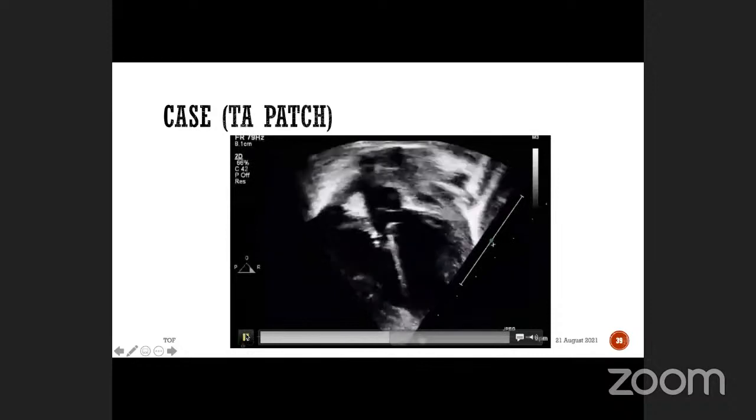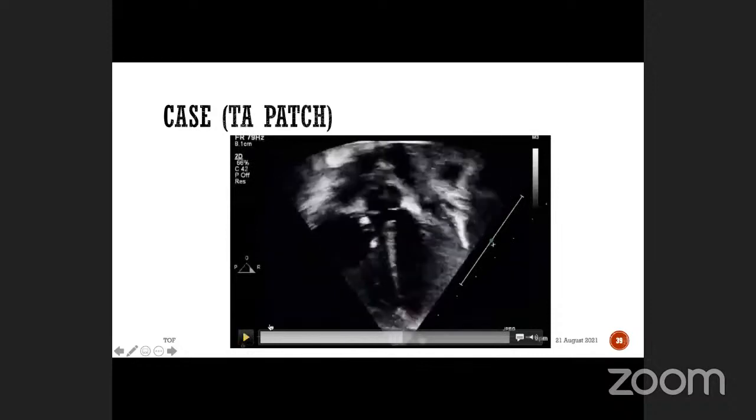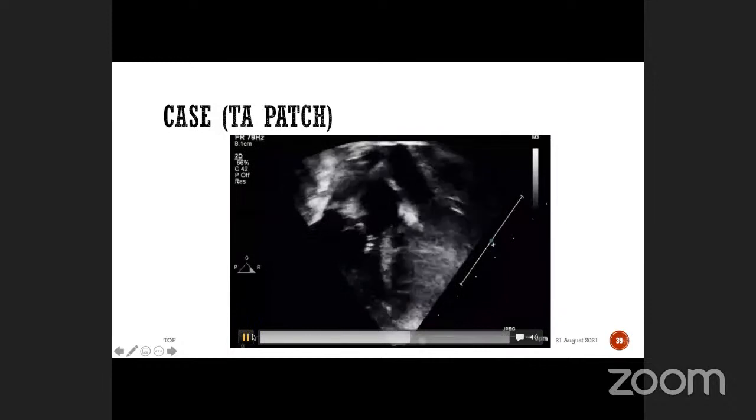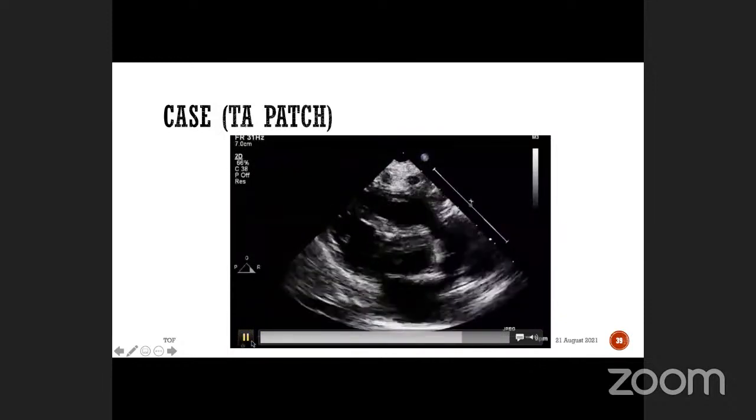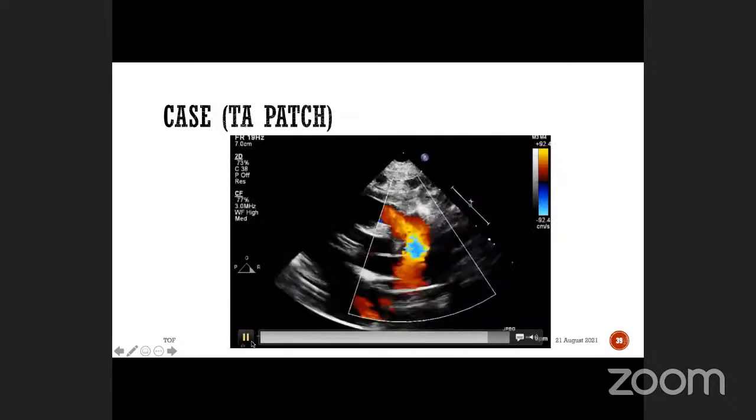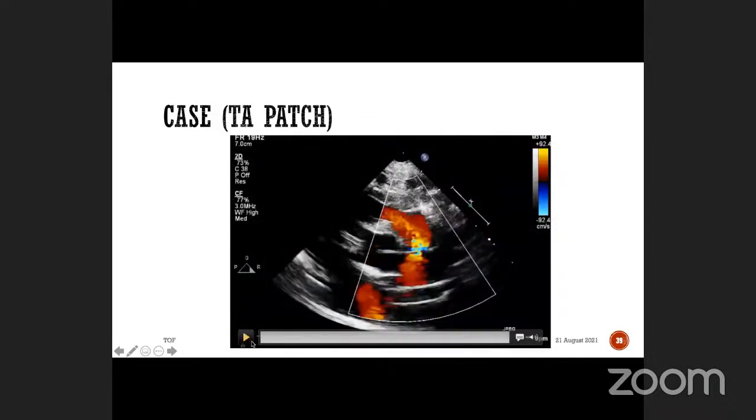Okay. All of these echoes, when you look at them, you think that the crux of the VSD will cause LVOT obstruction. Alhamdulillah, this doesn't happen. And then the LVOT remodels after 6 months, and the VSD crux gets more deviated back to the right side.